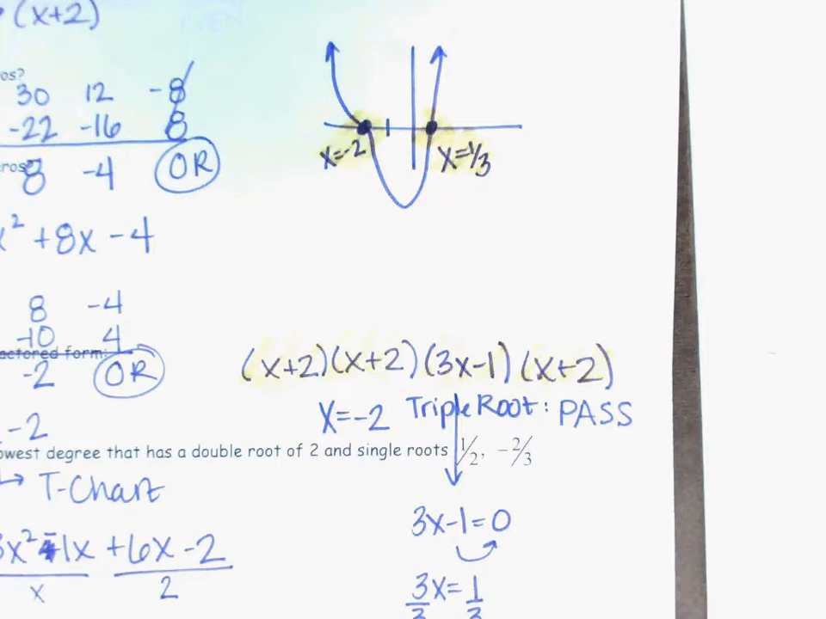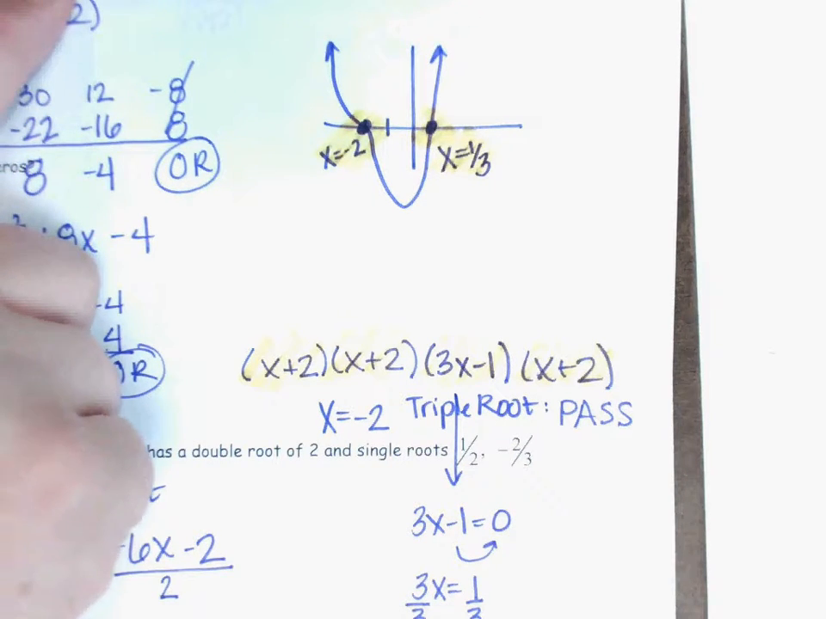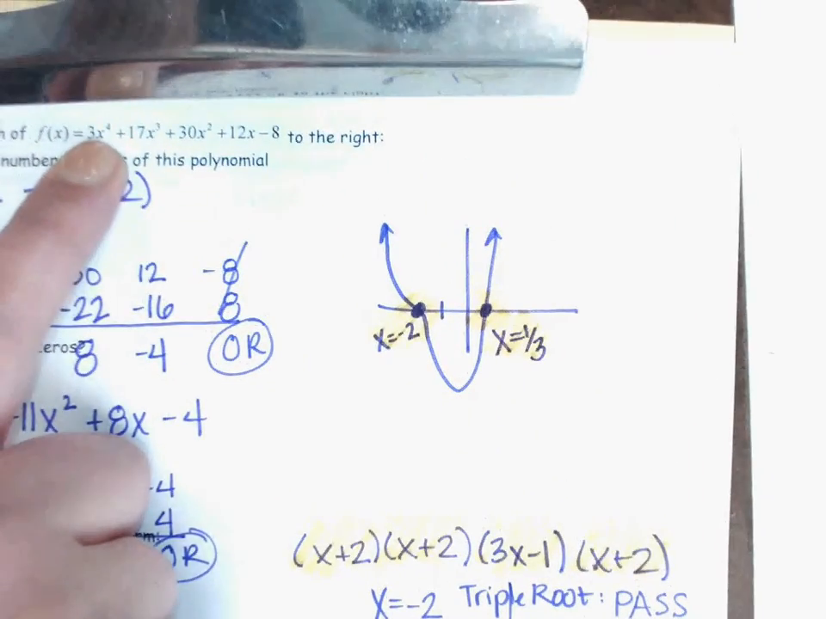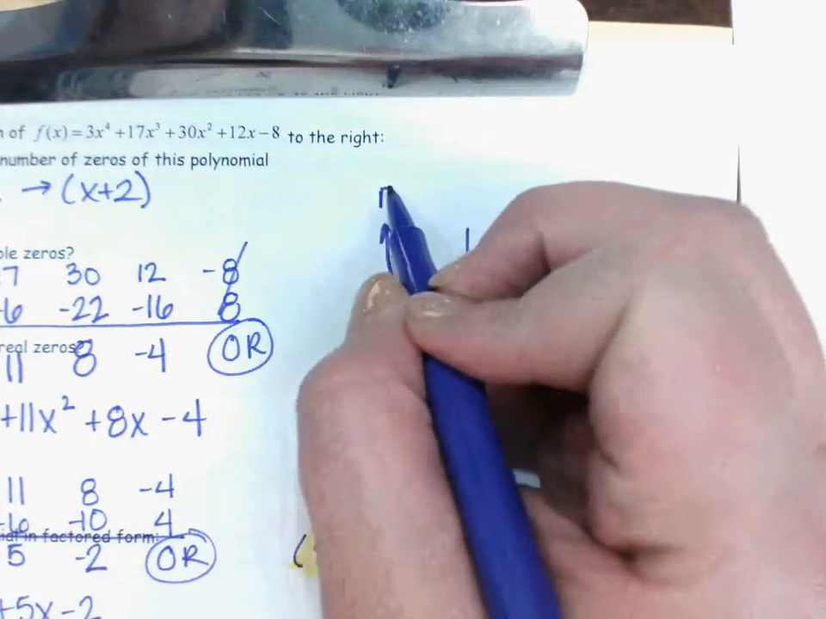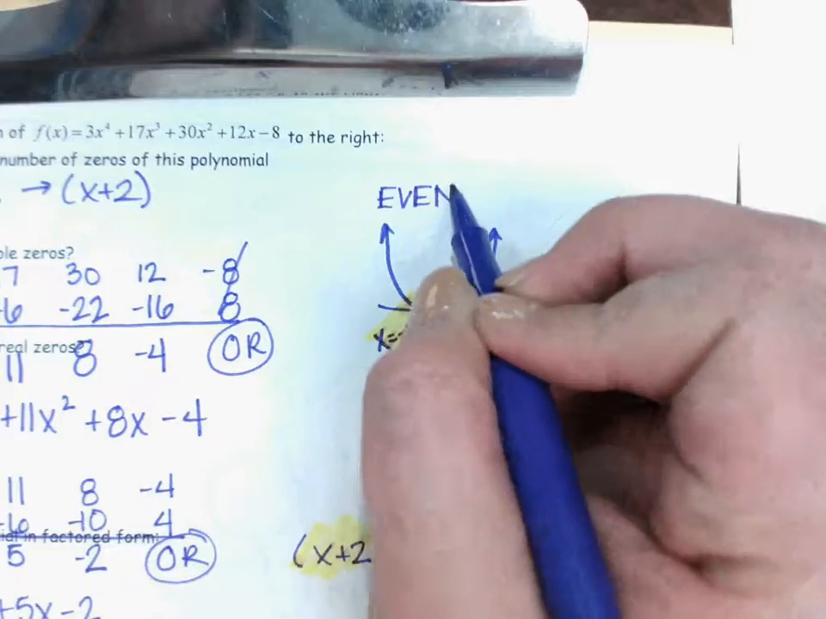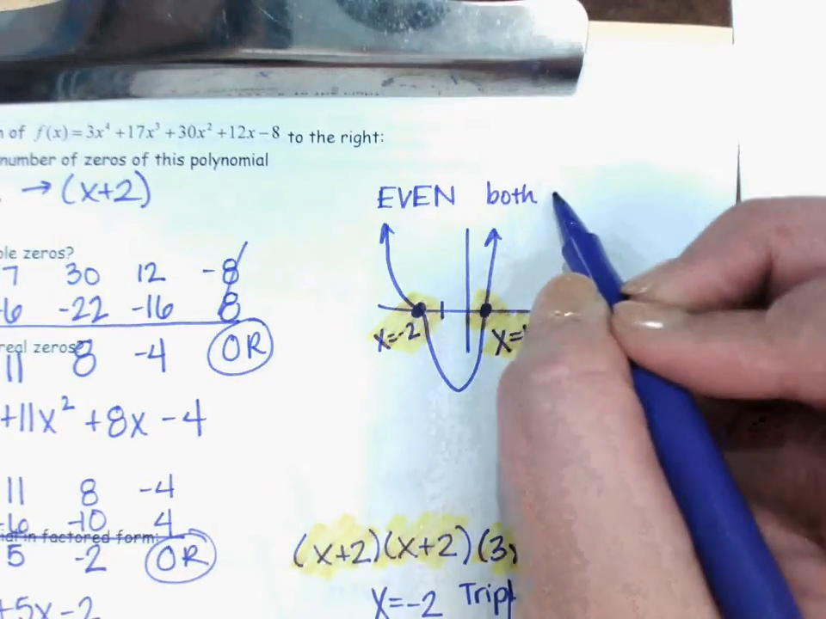Okay, also if that's an x to the 4, is it odd or even? Even. And do you notice that both of your ends are pointing up? Okay, so both ends up.